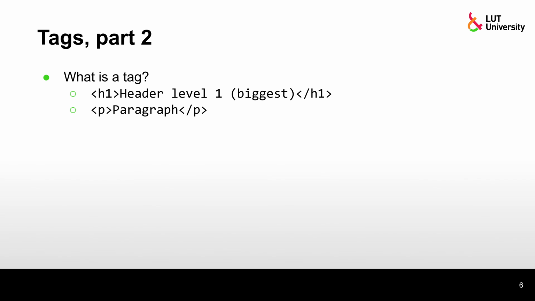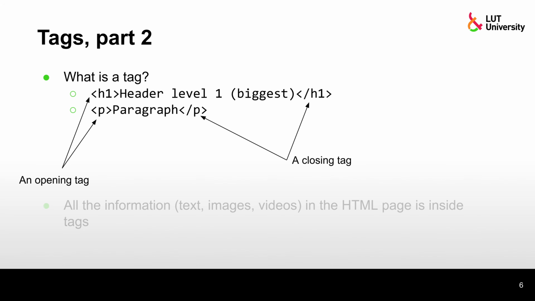So we can have headers, we can have paragraphs, and we have these opening tags there, and then we have the closing tag. And all the information like text, images, videos, table data, etc., they are inside the tags, and thus they become visible in the web page.